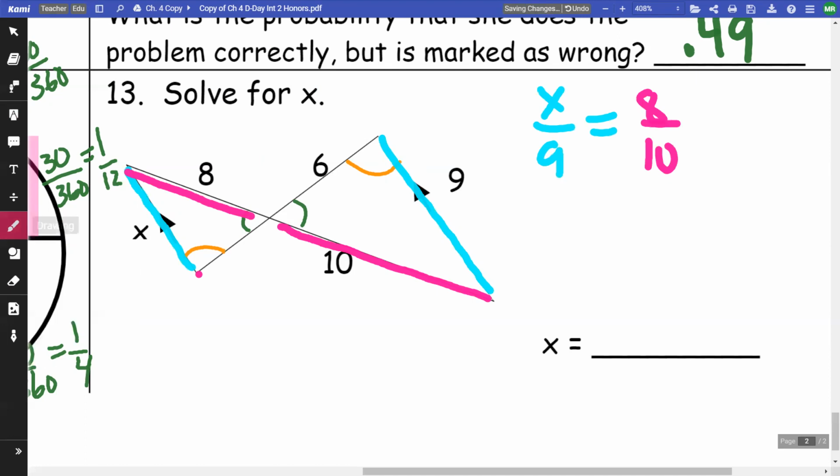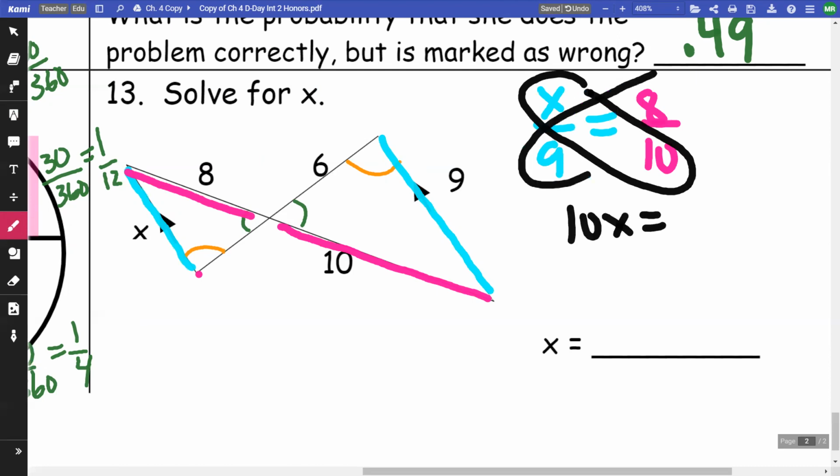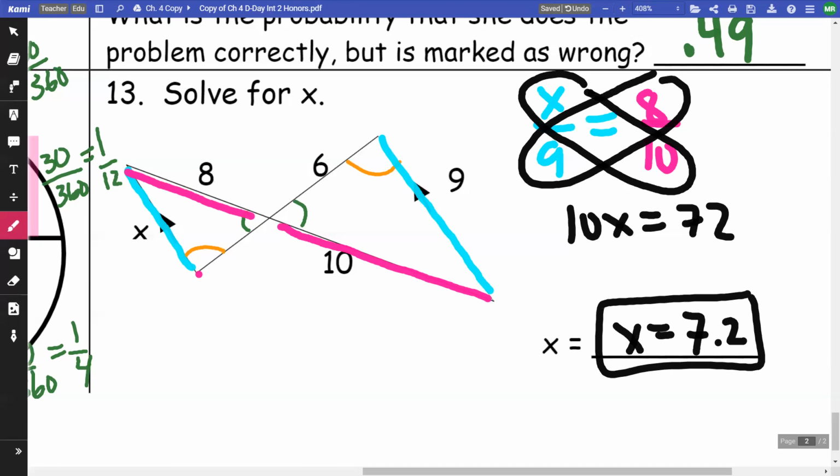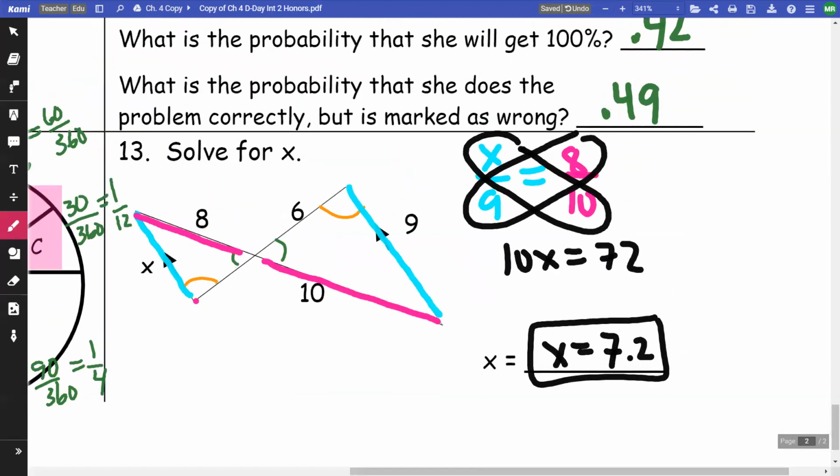And I'm going to cross multiply and solve. So when I cross multiply, I get 10x is equal to 72. So x is equal to 7.2. And that's my answer. And that's the end of this video.